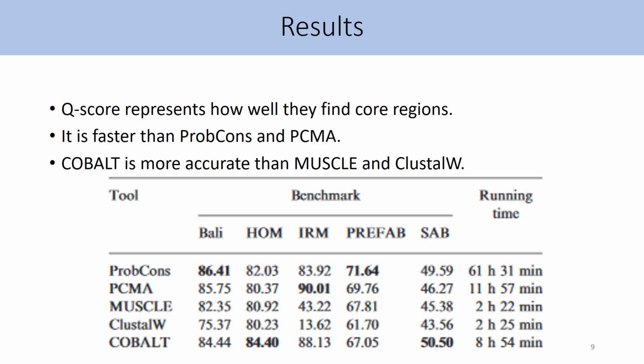If you look over, there's the running time. The running time for ProbCons and PMCOMA are pretty long compared to Cobalt. So Cobalt has a much shorter runtime than that. It has a longer runtime than MUSCLE and Clustal W, but we see that Cobalt is more accurate. So we can see that Cobalt is a good balance between speed as well as accuracy of results.